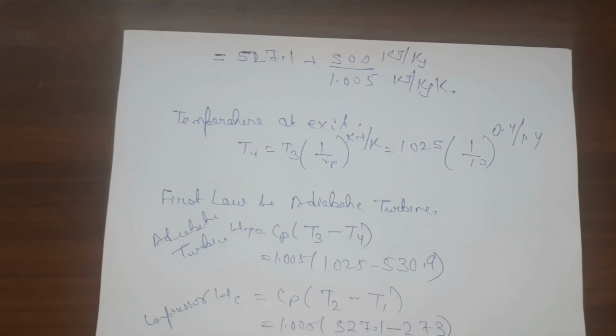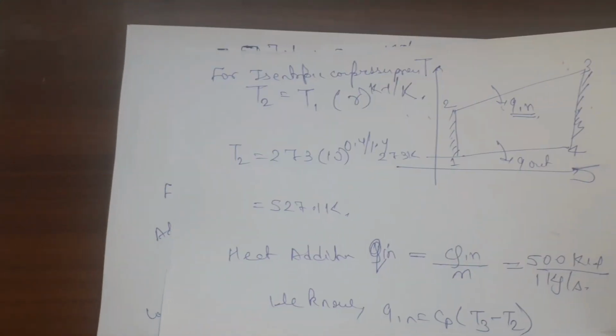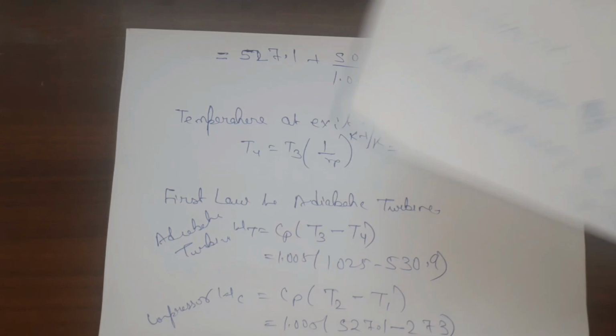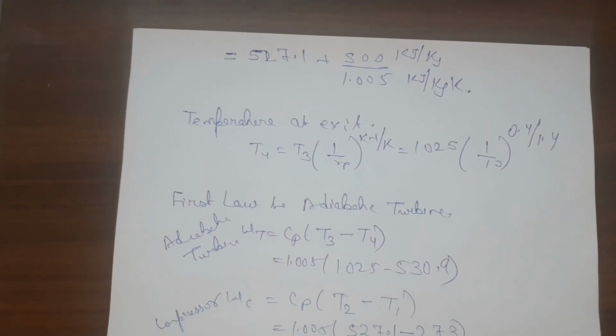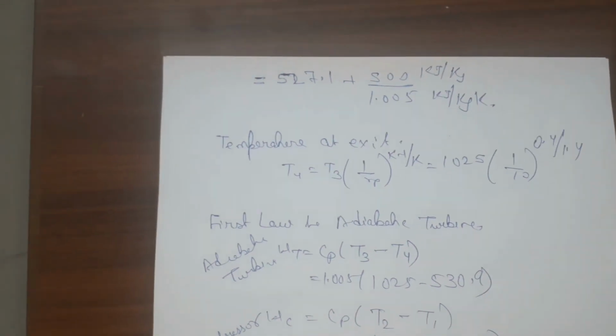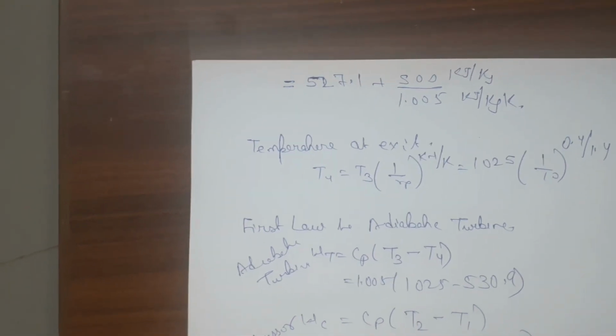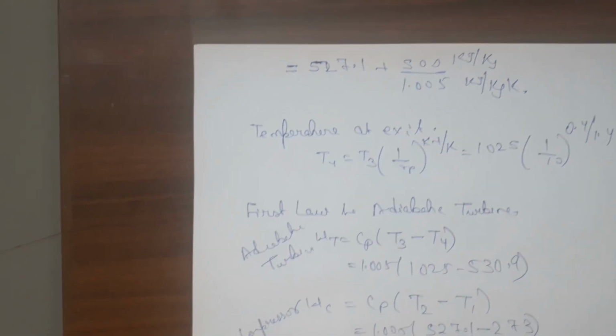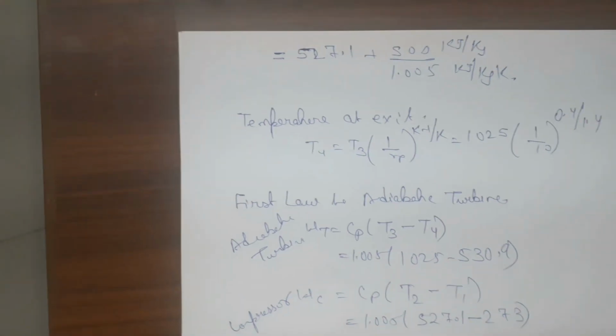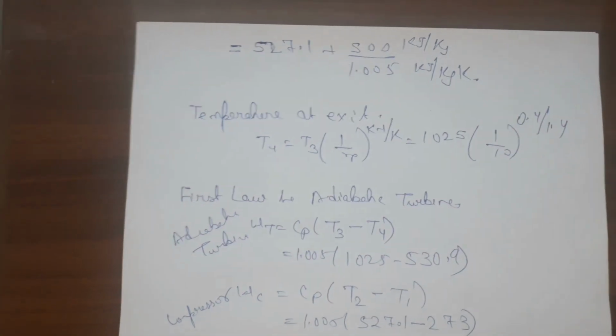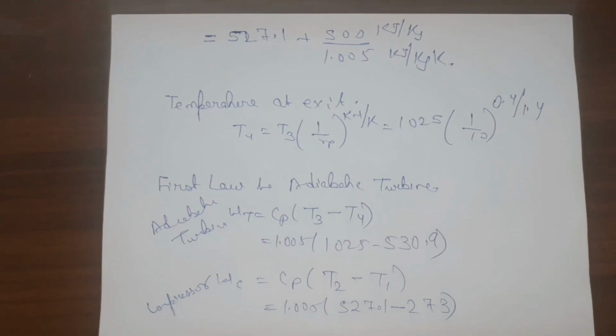Moving further, we will put the values of T2, Q in and Cp. T2 value is 527.1 and Q in is 500 upon Cp, which is 1.005 kilojoule per kg Kelvin. So we will put all the values and we will get the answer.